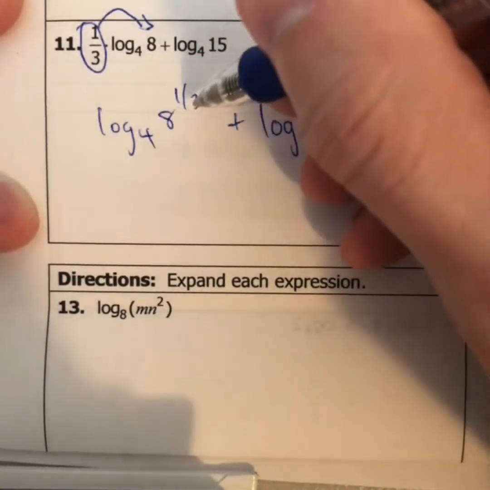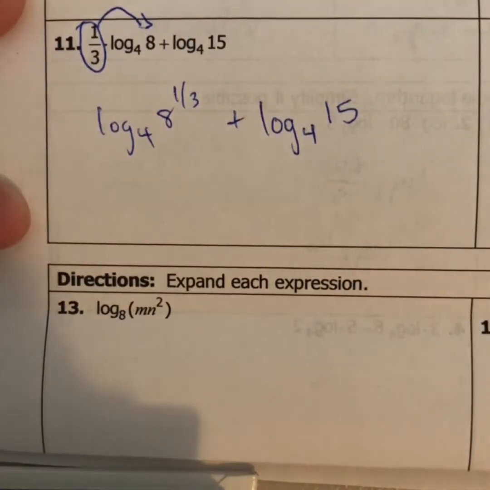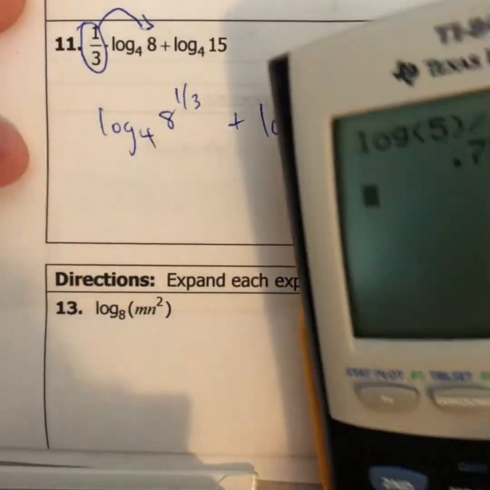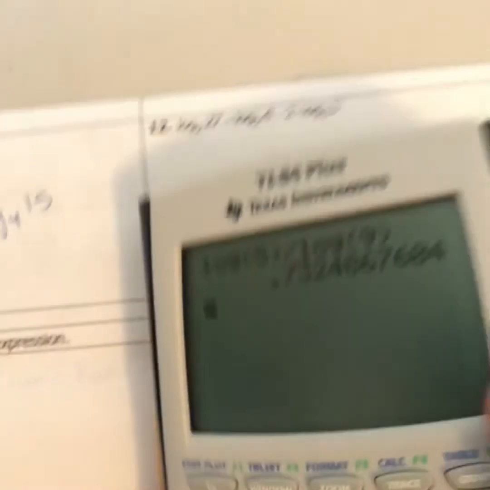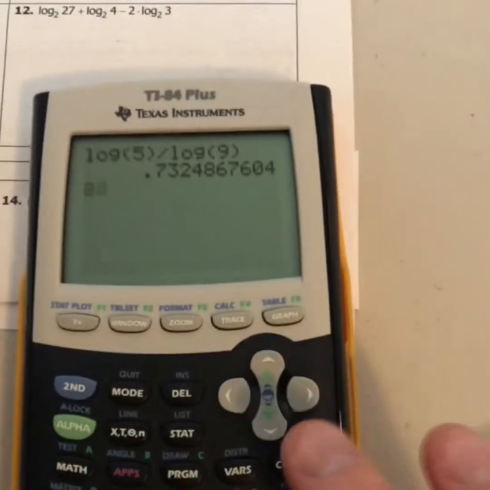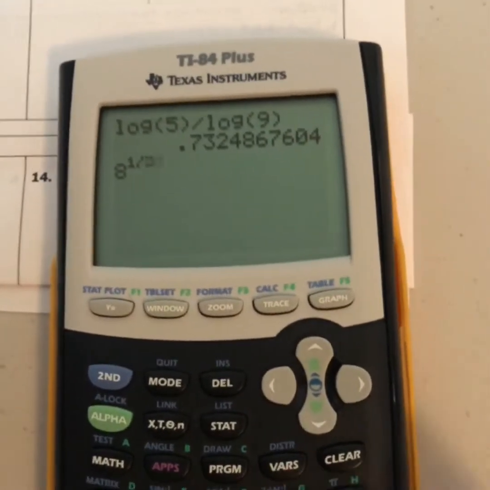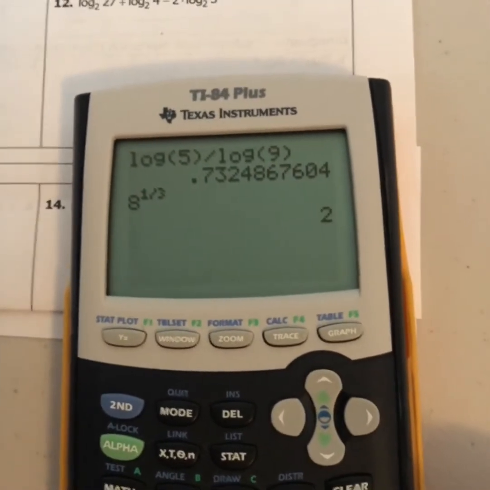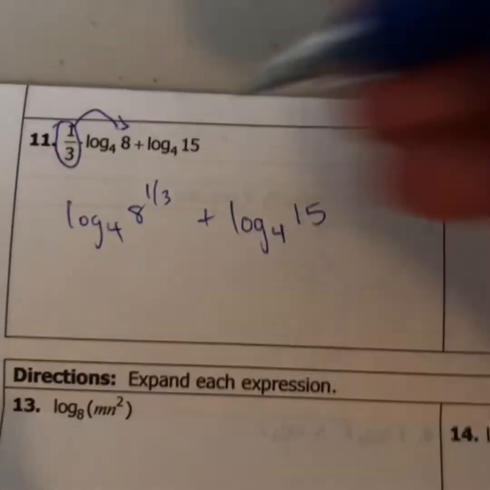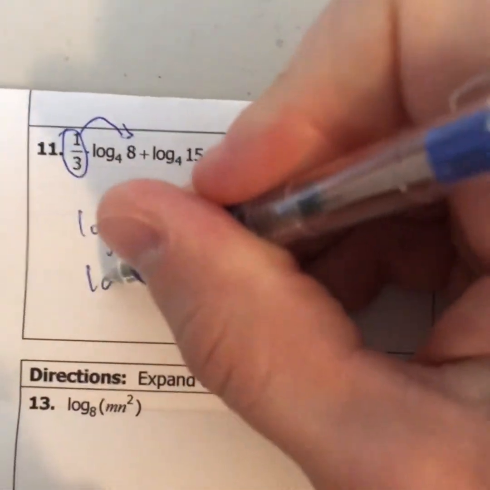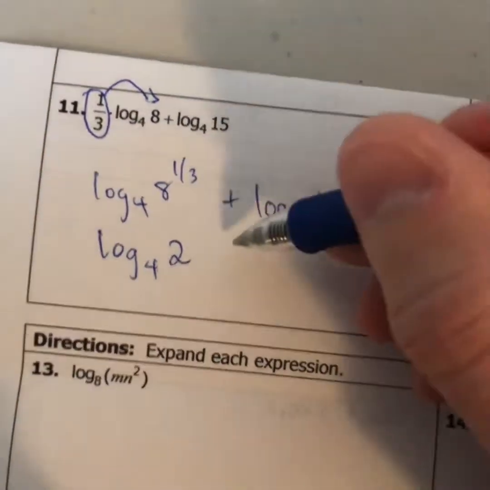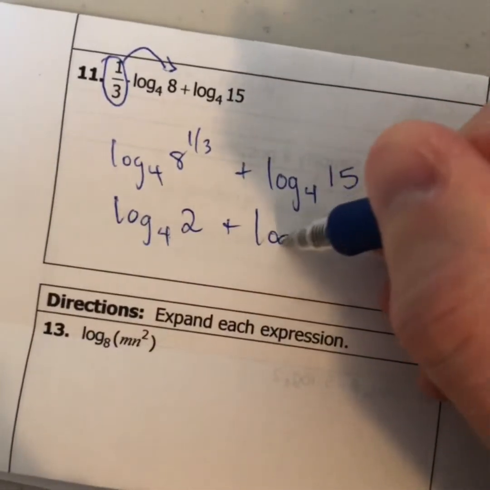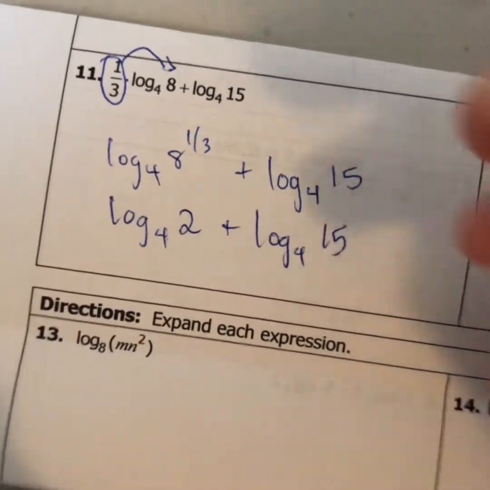All right, so let's simplify this. Remember, fractional exponent here again. Raising to the 1/3 is the same as taking the cube root. So if we take 8 to the 1/3, that's just going to give you 2. So this is going to be log base 4 of 2 plus log base 4 of 15.